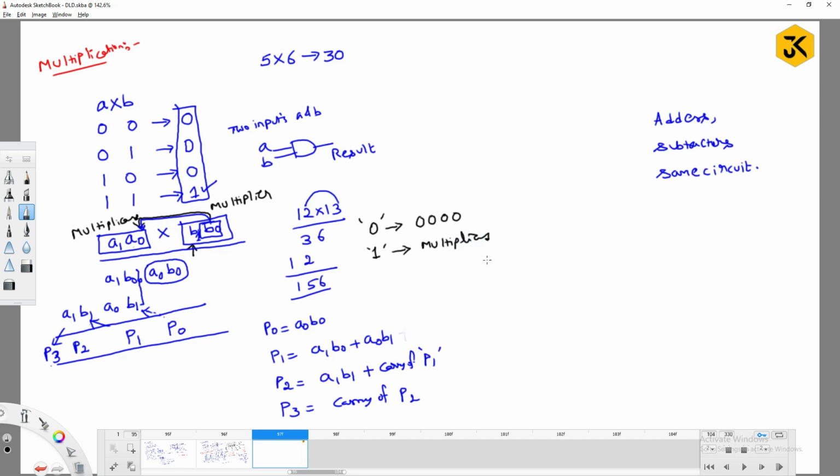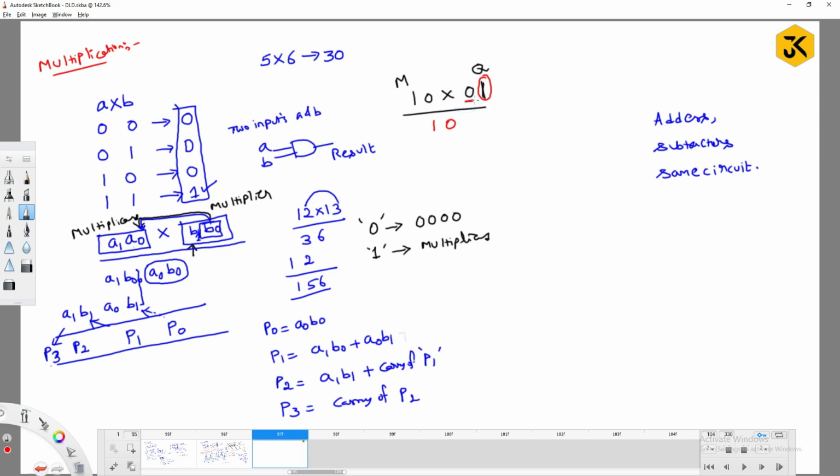See, what I am trying to say is, when you are going to perform 1 0 multiplied with 0 1, right? This is the multiplicand, I can call it as m, and this is the multiplier, I can call it as q, assume, right? Now when I select the multiplier bit as 1, what is its result? The result will be the same as the multiplicand. That is, 1 into 0 is 0, 1 into 1 is 1.